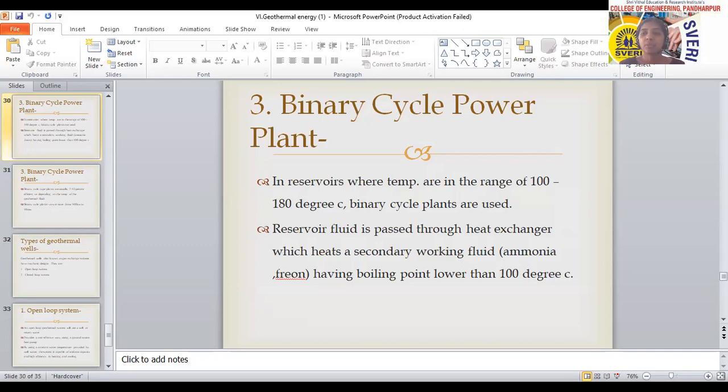That means the geothermal fluid may be water. Depending on the temperature of that water available underground, we cannot say that this much temperature is available underground. That may vary according to the site or according to the location.